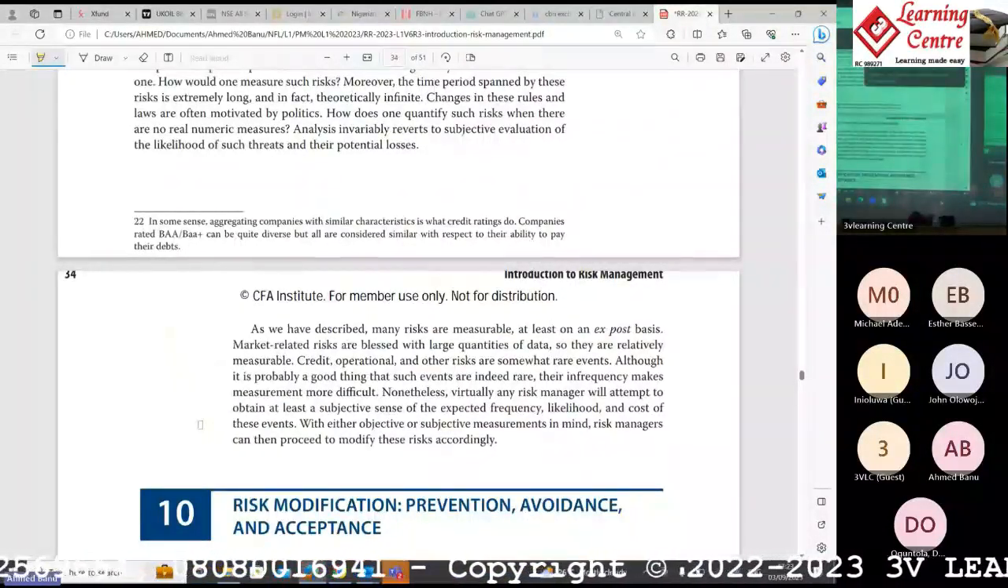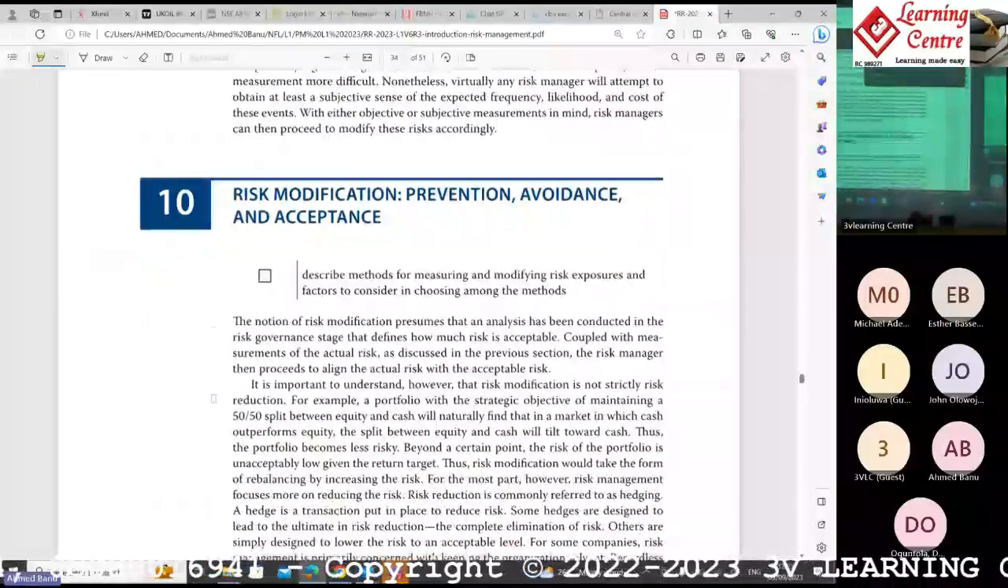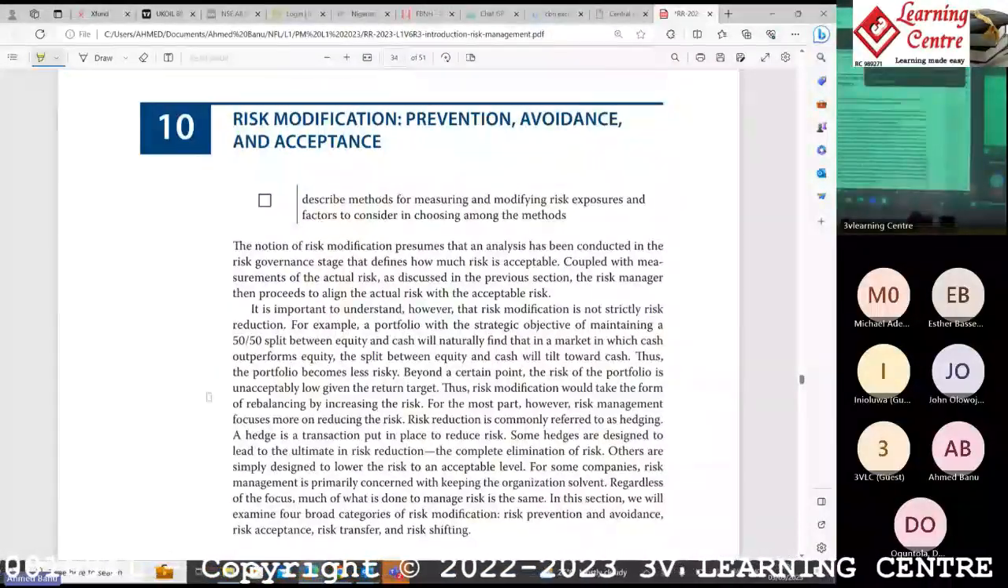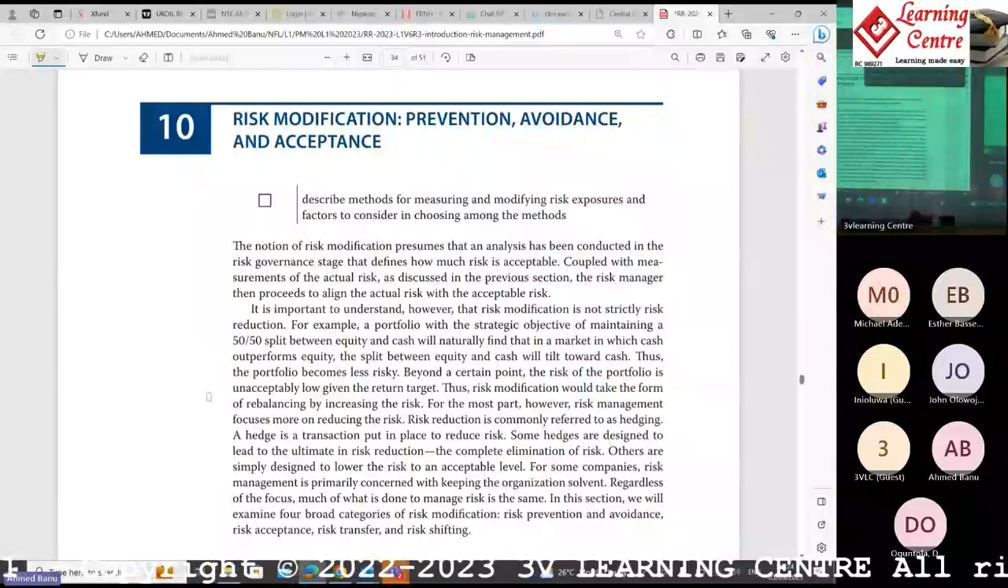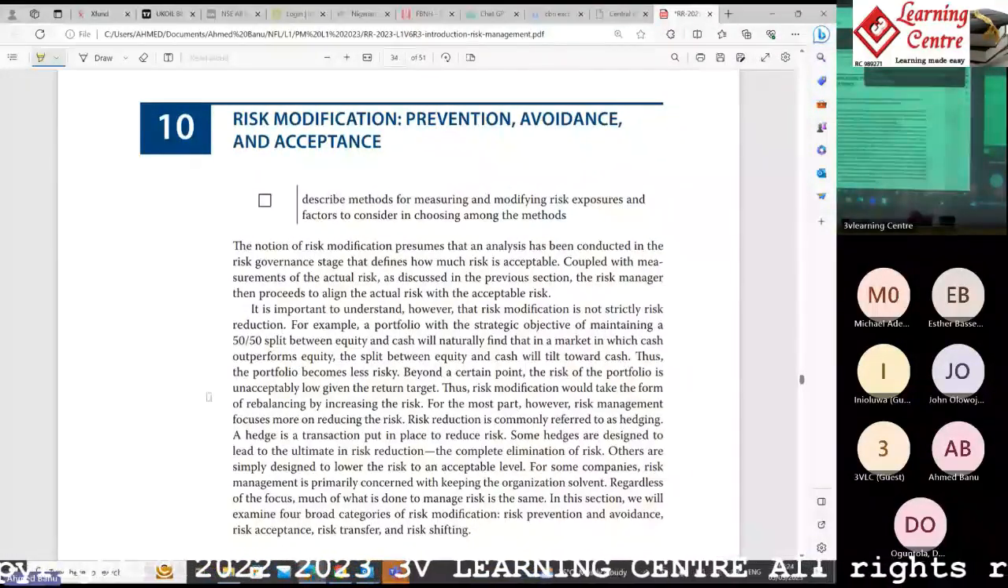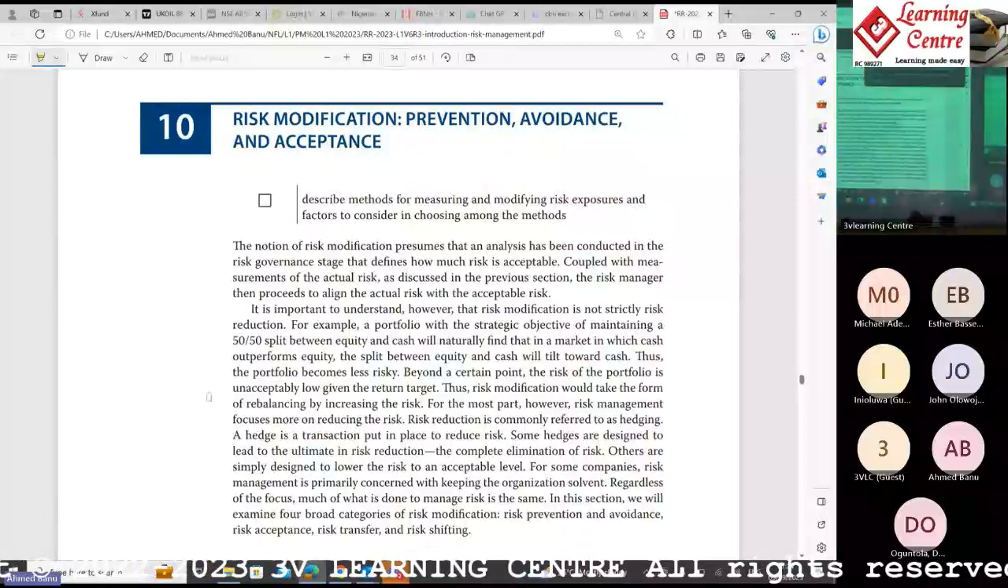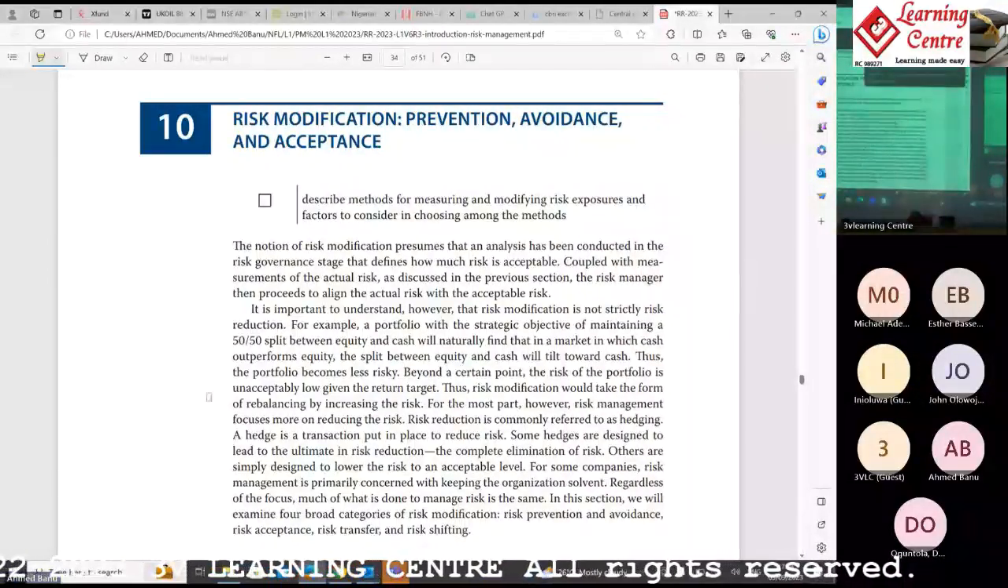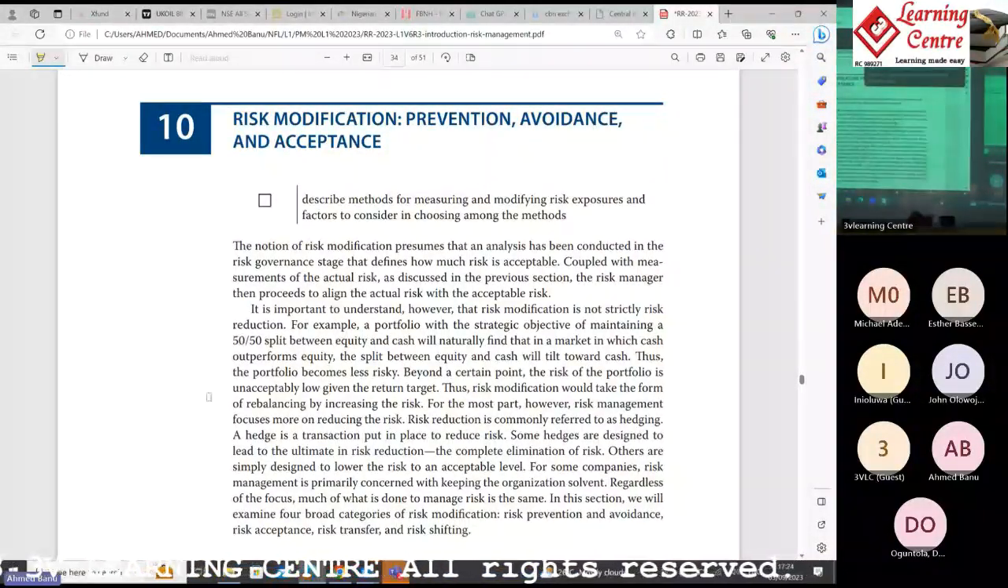So let's move to risk modification. Now, let me explain something. Let me paint a picture for you guys. If I see an investment and I want to take that investment, remember that I've determined my risk tolerance ab initio. So I've told myself that I cannot take risk more than 20%. But I see an investment and the risk on that investment is 22%.